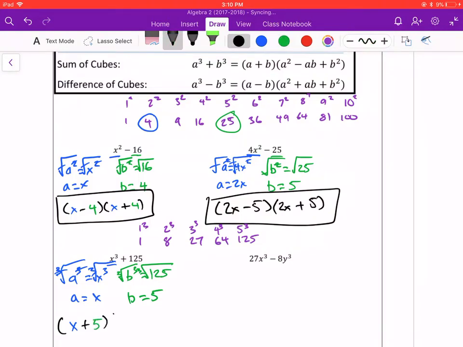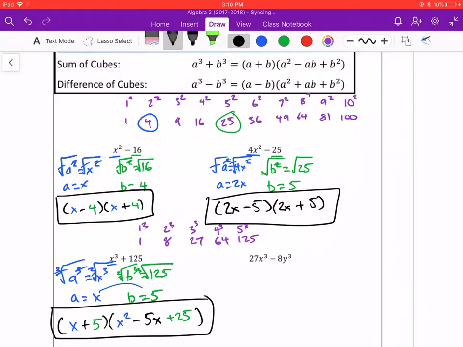And then we take a squared, so square the x, which is x squared, minus this time, remember plus and then minus, a times b. Multiplying these two, x times 5 gives us 5x. And then we take b squared, so 5 times 5, 25, which is plus 25. And that's your answer.